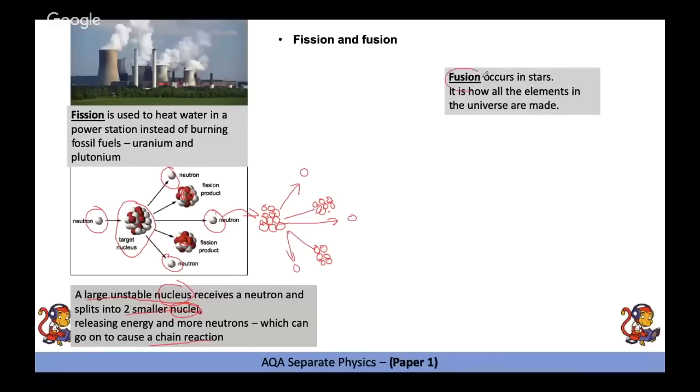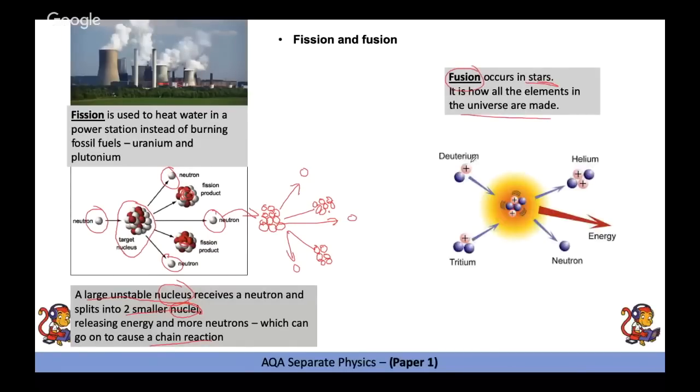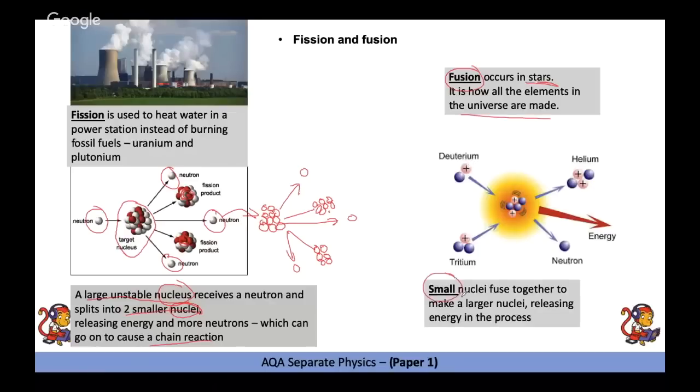Okay, fusion, well, that occurs in stars, and it's how all the elements in the universe are made. Now here we have small nuclei, again referring to them as nuclei, they're small, they fuse together. So here we have one proton with a neutron, here we have one proton with two neutrons. They're going to fuse together to form a larger nuclei. Now both of these processes release huge amounts of energy in the process. So it's this energy here that gives us the heat from the sun and the light from the sun. It's this energy here that produces our energy for nuclear power inside power stations.